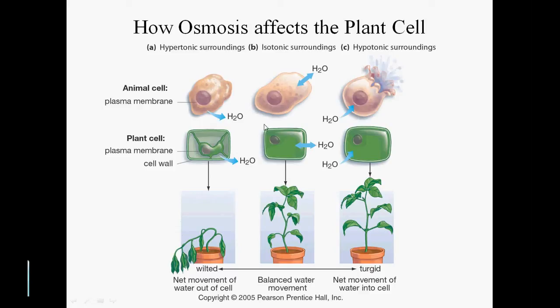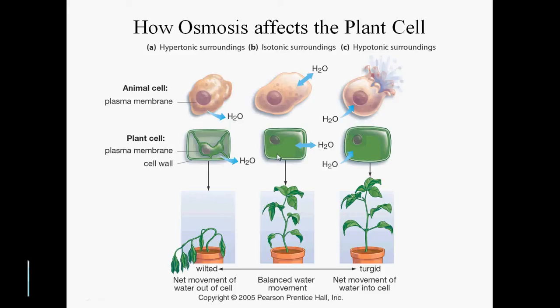Isotonic surroundings occur when there's a relatively equal amount of solute inside and outside of the cell. So you have an equal coming and going, a balance basically, of solute concentration, which is extremely healthy for the animal cell, and it provides for healthy surroundings for the plant cell as well.